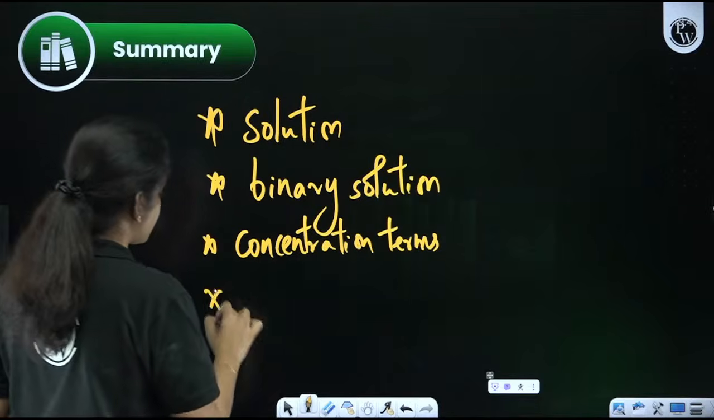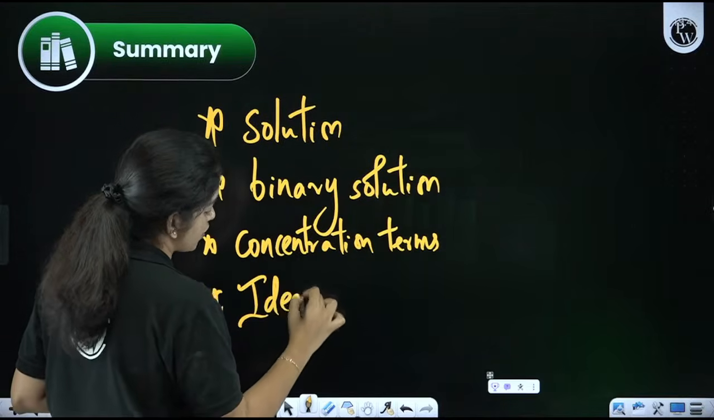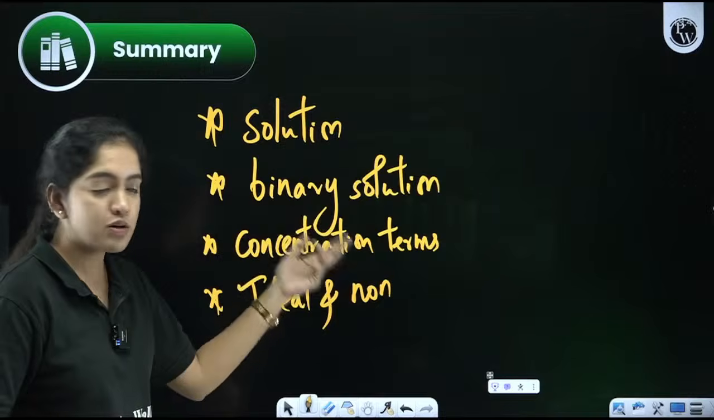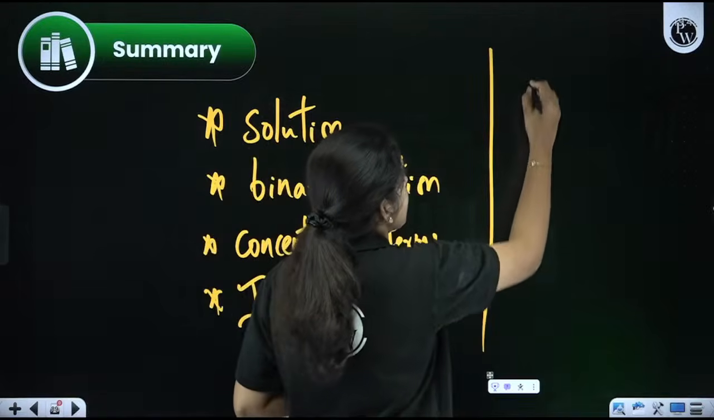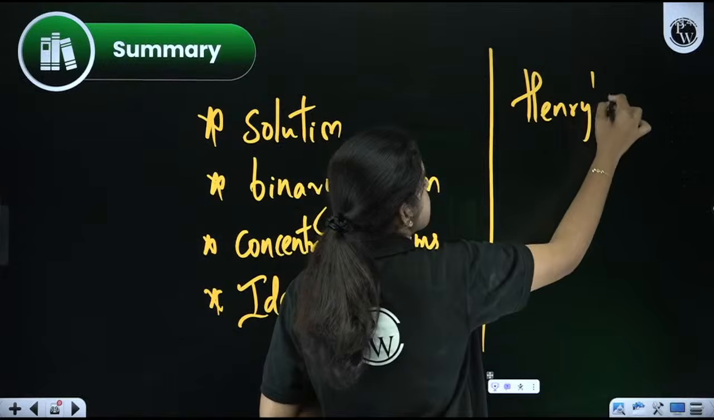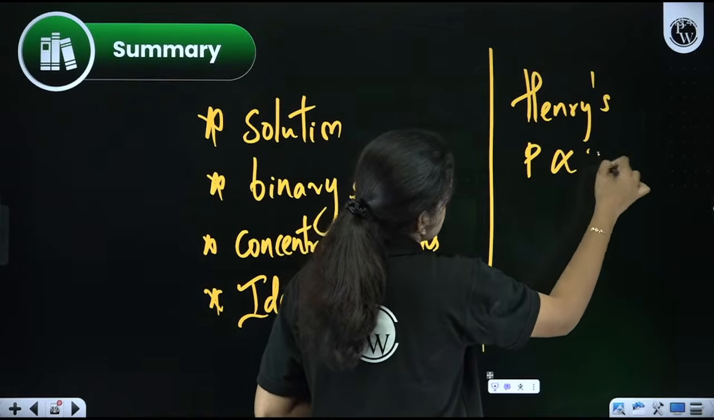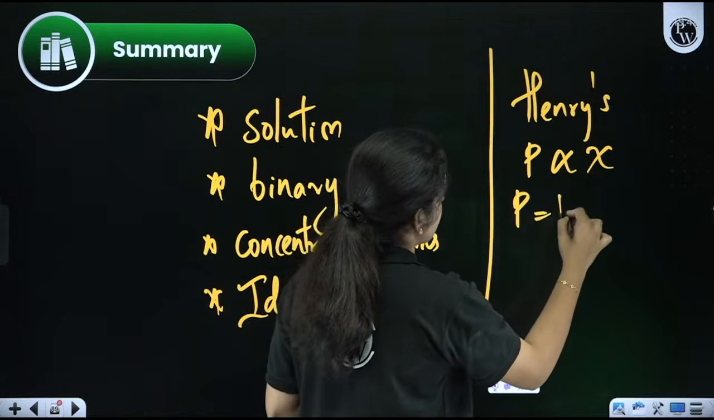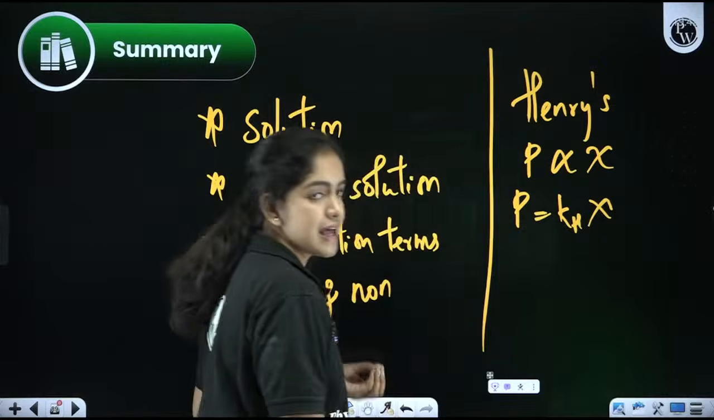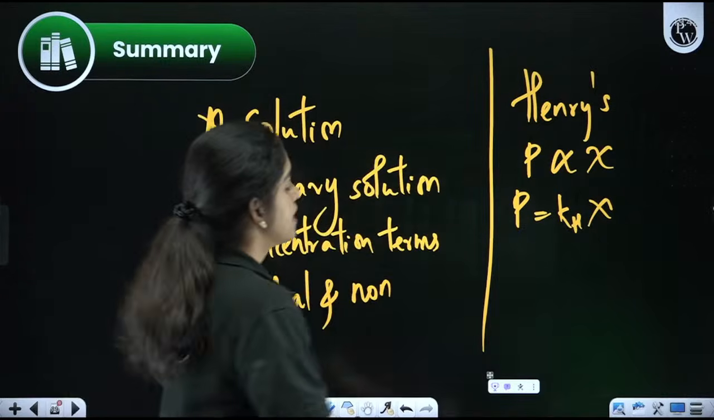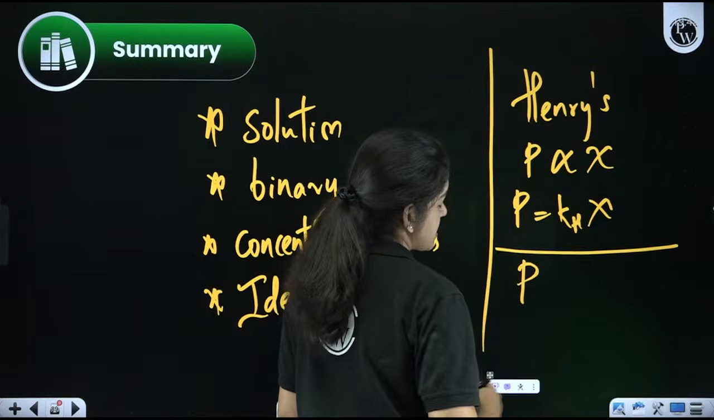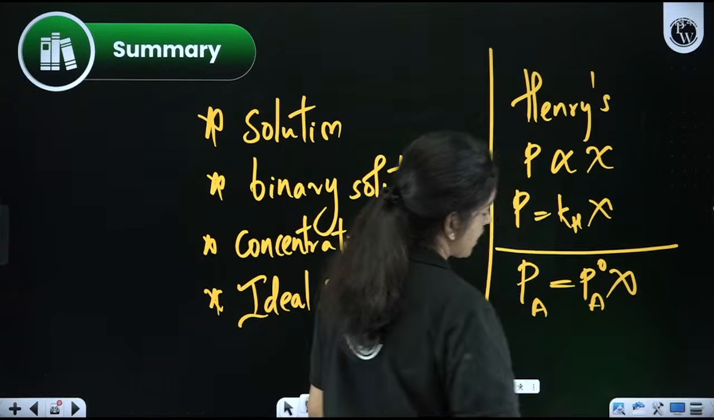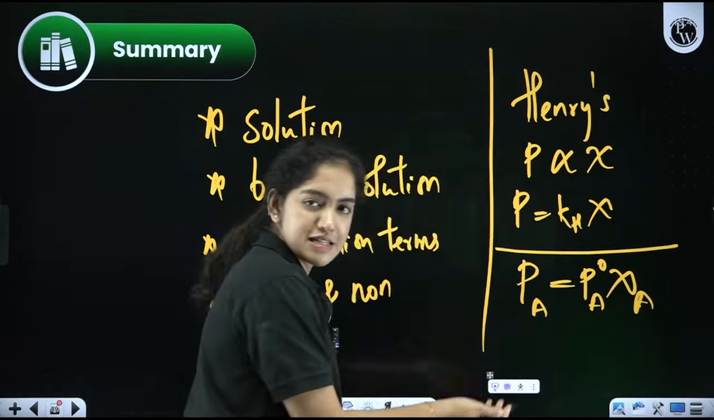Then we discussed the ideal and non-ideal solution. After the concentration terms, we discussed Henry's law. What is Henry's law? Pressure is directly proportional to mole fraction, and we remove the proportionality by a constant, like p equal to KH into chi, where KH is the Henry's law constant. Then Raoult's law also we discussed. What was Raoult's law? Pressure is directly proportional: p equal to p0 chi. Pa equal to Pa0 chi A, Pb equal to Pb0 chi B.